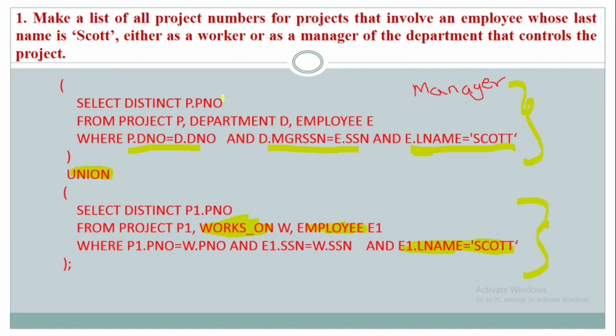So the first subquery gives the project numbers where Scott is a manager, and the second subquery retrieves those project numbers where Scott is a worker, and then we perform a union operation. Thus we'll get the final result: a list of project numbers that involve an employee whose last name is Scott, either as a worker or as a manager of the department that controls the project. That's it about the first query. Now we'll look into the second query.